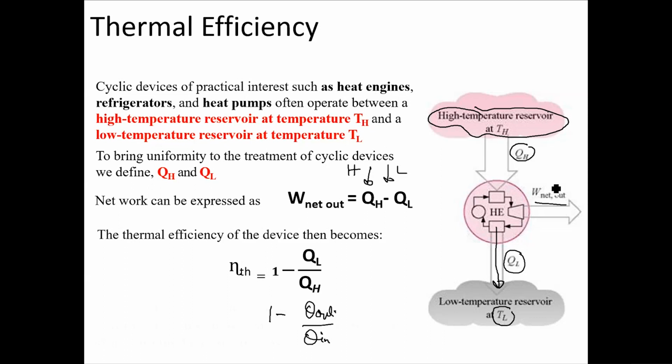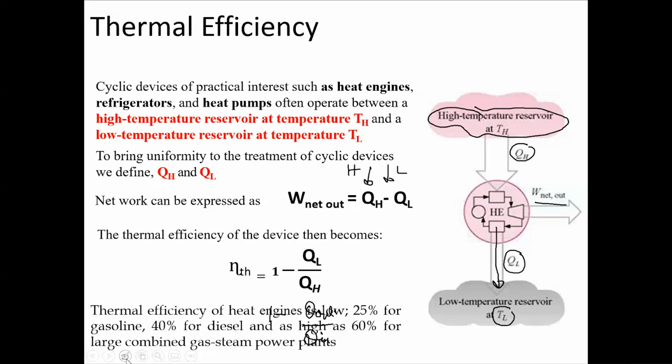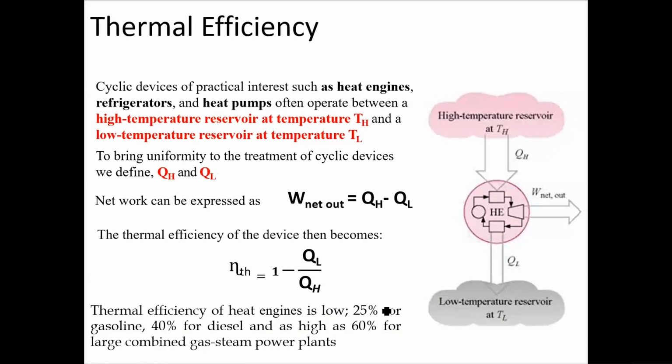Now we'll have an example. All right, before that, some information on the efficiencies of various known engines. The gasoline engine or petrol engine has an efficiency of 25%, the diesel engine has an efficiency of 40%, and power plants could have thermal efficiencies as high as 60%. That means 60% of the heat provided to a gas steam power plant would essentially convert into work. The rest of it would be rejected to the low temperature reservoir as heat out.